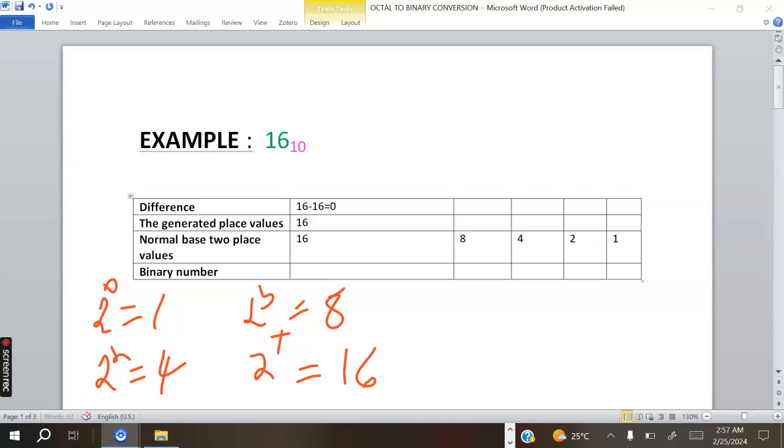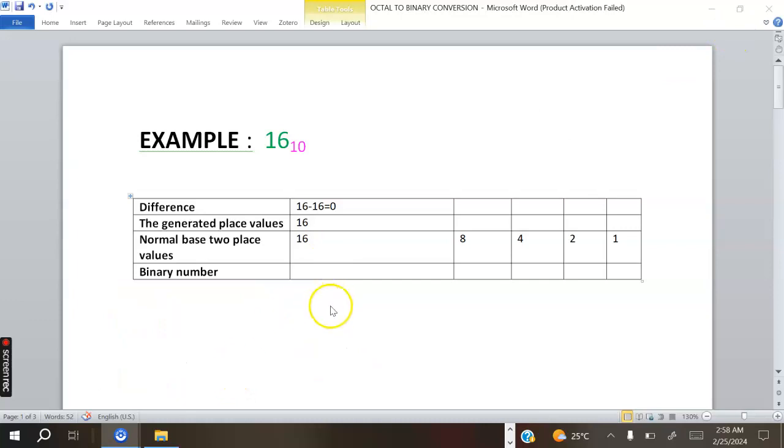Anything raised to power 0 is always 1. Then 2 to the power 2 is 4, 2 to the power 3 is 8, 2 to the power 4 is 16, and going forward. So that's why, if you look at what we have, 16 is the highest value, followed by 8, followed by 4, followed by 2, followed by 1. Okay, let's move to the next part.